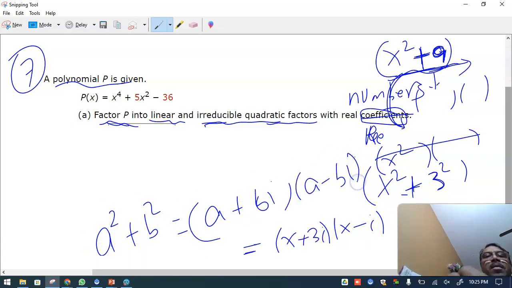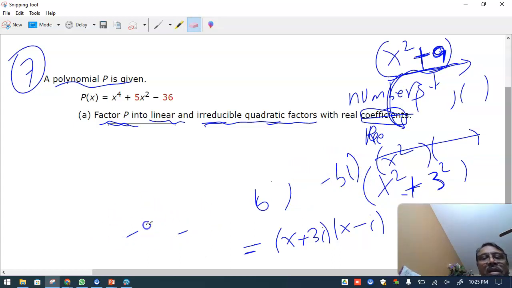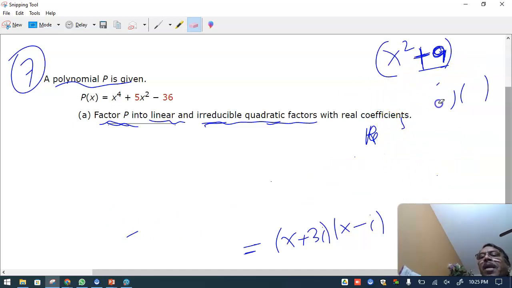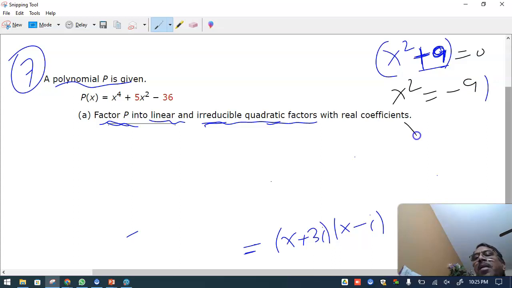So this is how I like to do it. But if you feel it's difficult, you can always do it another way. If you want to write it in complex numbers, you put this equal to 0. You say x squared equals minus 9, and x equals plus or minus the square root of 9, and that becomes plus or minus 3i. I missed the 3 there.